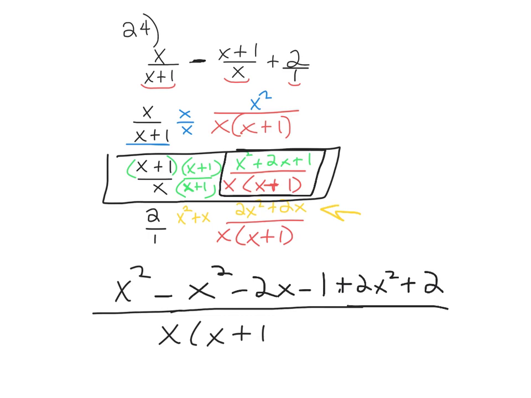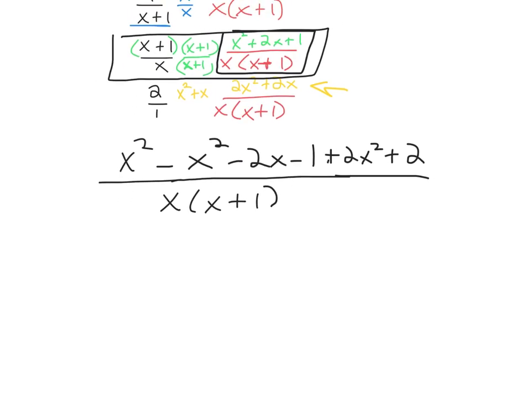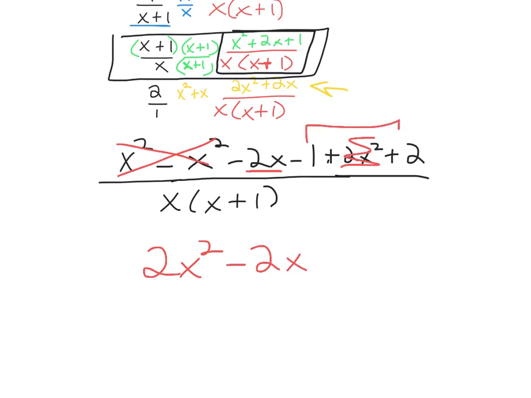So now I need to go through and add up my like terms. Notice these two are going to cancel. I don't have anything to add to the 2x squared, so I'm going to go ahead and write that. So this one's gone. Then I can see that there is nothing here to add to that. So minus 2x, and then negative 1 plus 2 is 1. I still have this in the denominator.